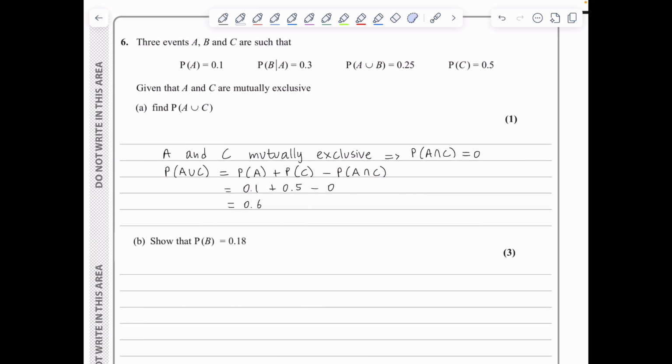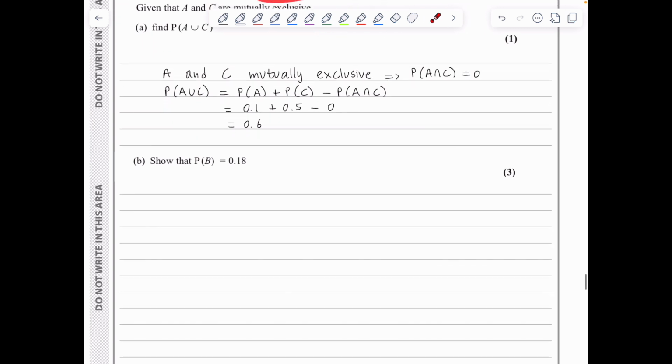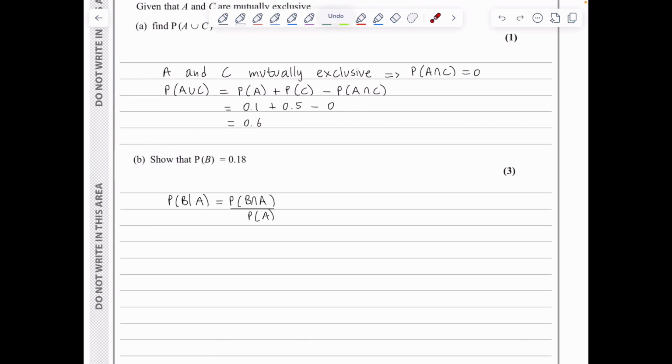In part B, we need to show that the probability of B is 0.18, and I will start with the fact that the probability of B given A is 0.3. Well, we know that the probability of B given A is the probability of B intersection A over the probability of A. So we're looking at 0.3 is equal to the probability of B intersection A over 0.1, which is the probability of A. And if I cross multiply, I get 0.03 to be the probability of B intersection A.